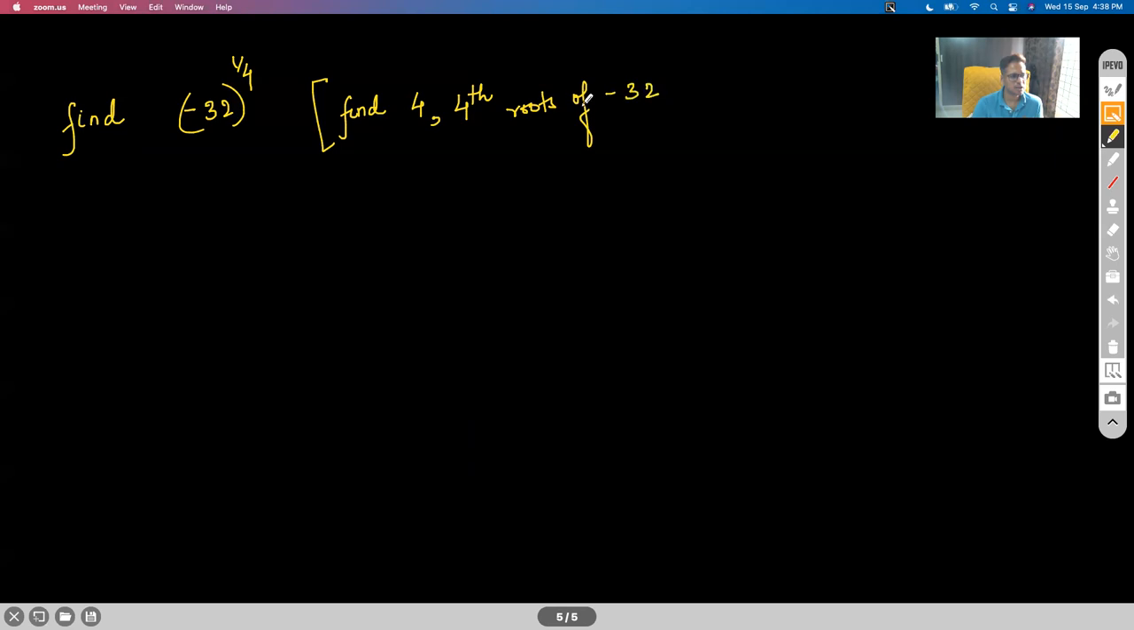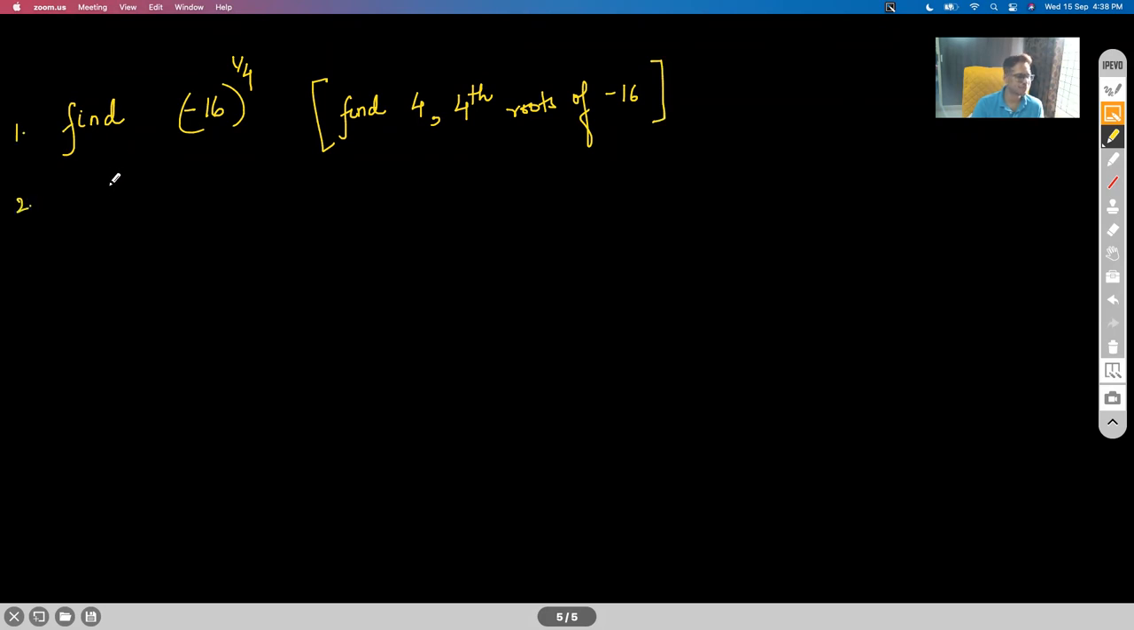So my next question is, find minus 32 to the power 1 by 4. That means find 4 fourth roots of minus 32. Not minus 32, my bad. Let's keep it 16, minus 16, just to keep it simple. Okay, find 4 fourth roots of minus 16.